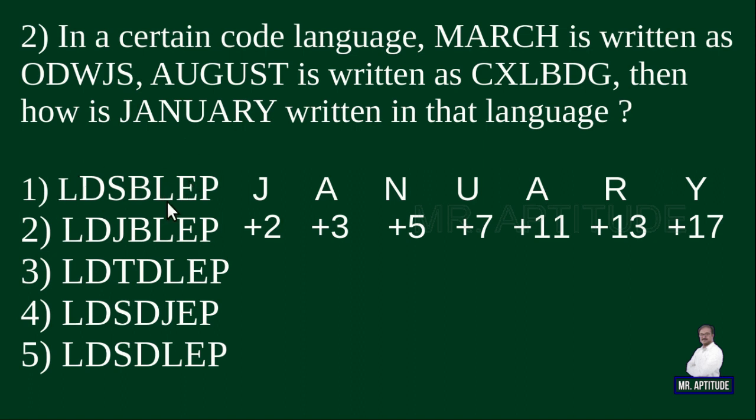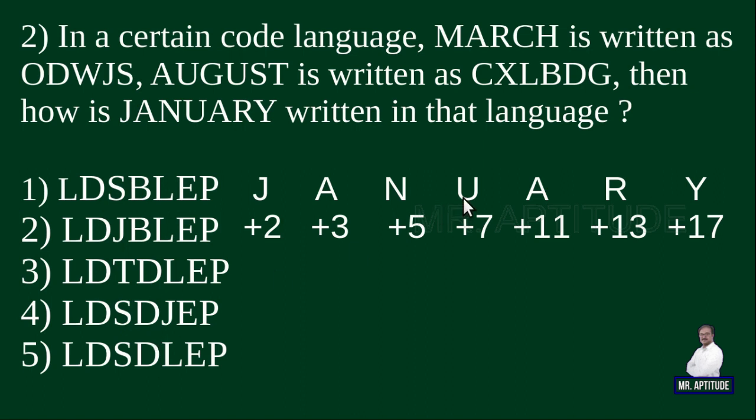These 3 letters. Now among these 3, let me go with this third letter. N plus 5 is S. So in my answer, the third letter should be S. So my answer will be 1 among 1, 4 and 5. So I can eliminate options 2 and 3. Remember this one. My answer will be 1 among 1, 4 and 5. Now, once you consider these things, I want you to find the second letter.